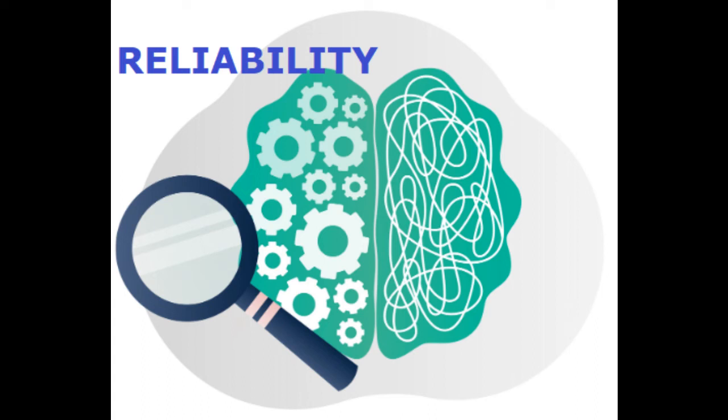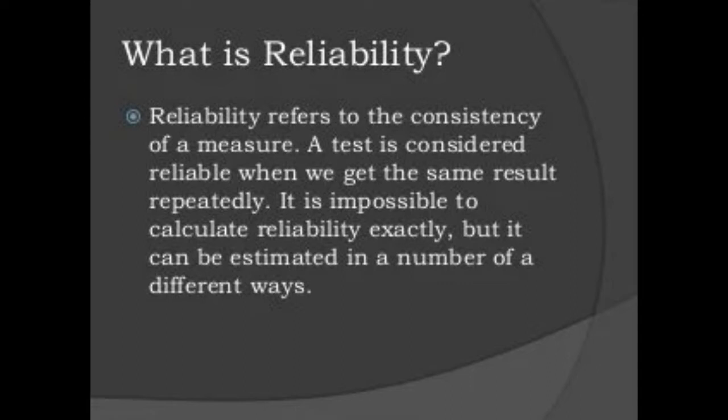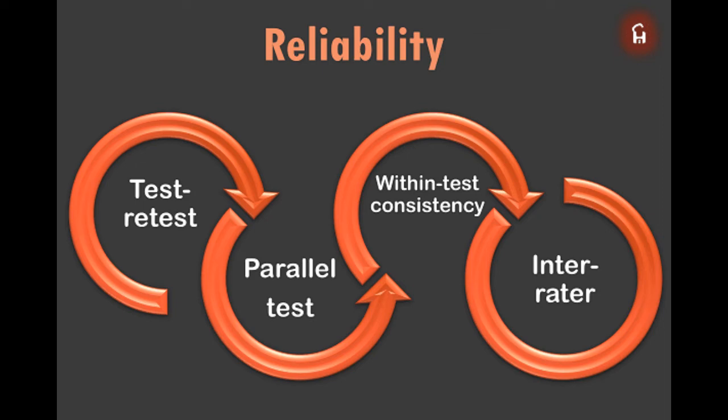Reliability tells you how consistently a method measures something. When you apply the same method to the same sample under the same conditions, you should get the same results. If not, the method of measurement may be unreliable. There are four main types of reliability. Each can be estimated by comparing different sets of results produced by the same method.